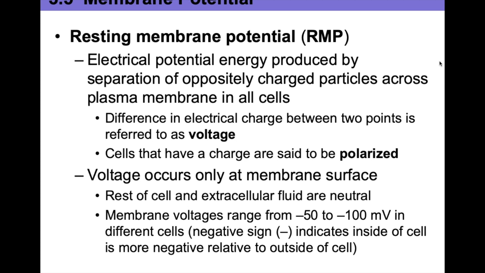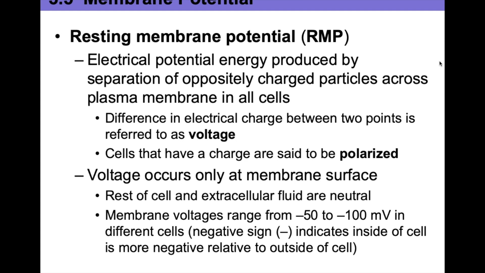So when you have a buildup of a lot of the charges on either side, you have a membrane potential because you now have opposing charges, right? So the difference in the electrical charge between the two points is referred to as the voltage. So we're talking about literal charges that are on these various ions. Cells that have a charge are said to be polarized.